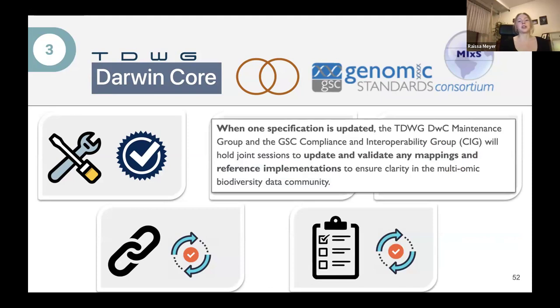And in general, when one of the metadata specifications is updated, that results in an update and then validation of any of the mappings and reference implementations going forward, so that we don't just have this mapping as a point in time, which only worked while we were, for example, on version 6 of one of the standards, but it will continue to be updated as we move forward and as the standards develop.